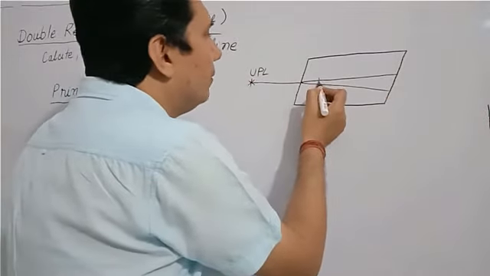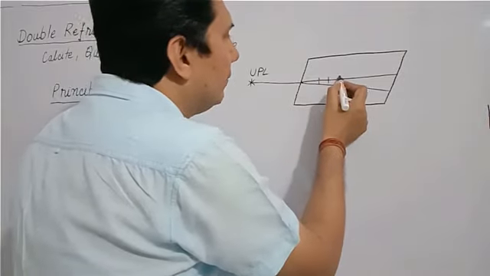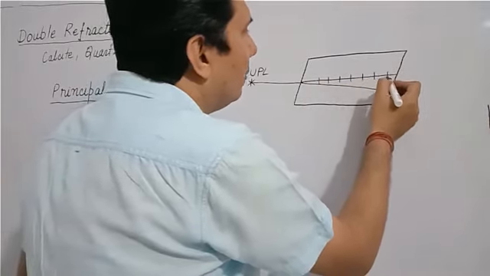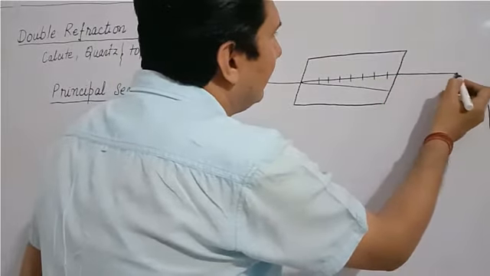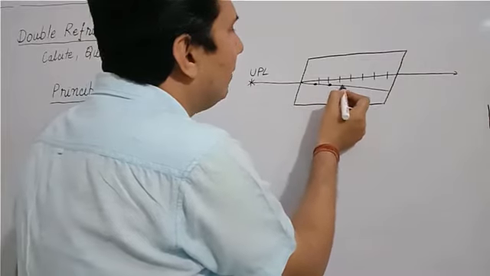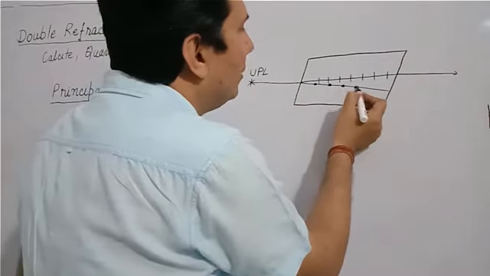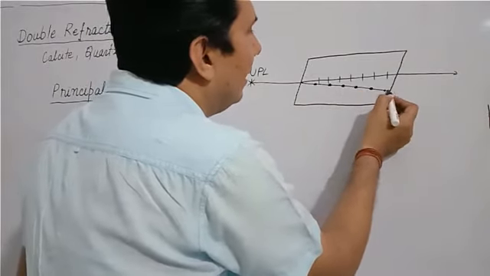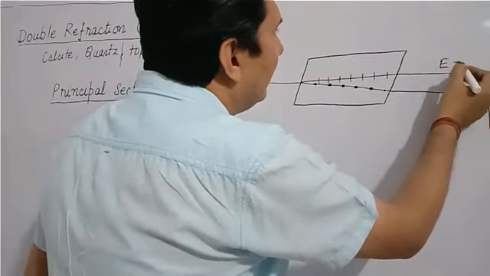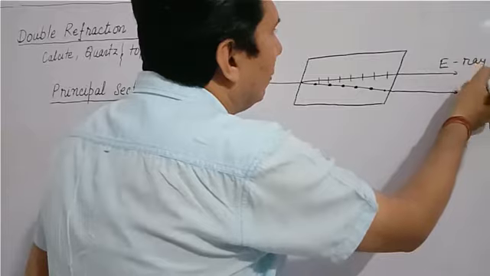In one of these refracted rays, electric vibrations will be parallel to the principal section. This is known as the E ray. And in the other, electric vectors will be perpendicular to the principal section, and this is known as the O ray. So this is the E ray and the O ray.